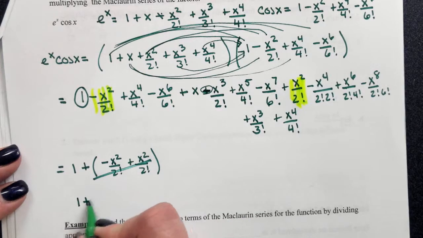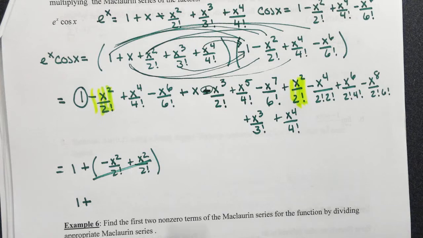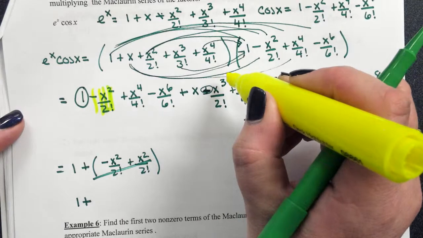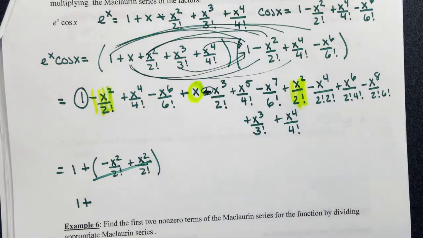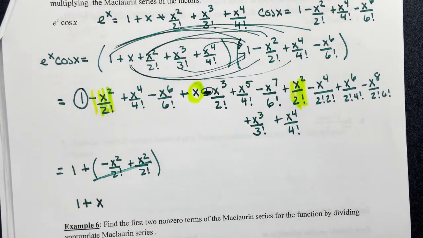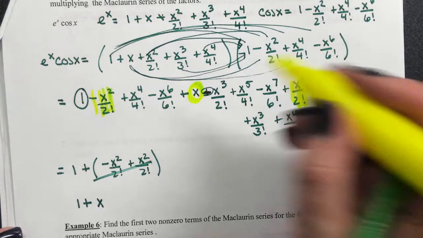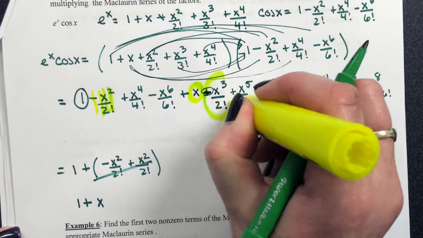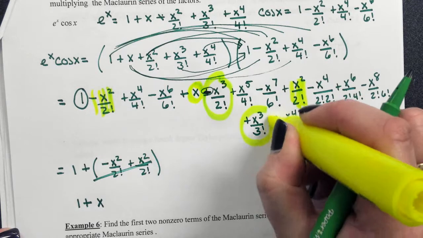So I have 1 plus. Now let me look at my x to the third. Oh, I have an x. Thank goodness. Do I have any other x's in there? I just saw that, x. The x squareds cancel. The next thing is going to be x to the third. So I have an x to the third here, and I've got an x to the third here.